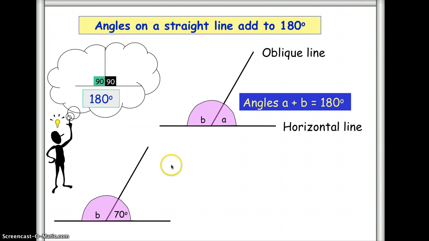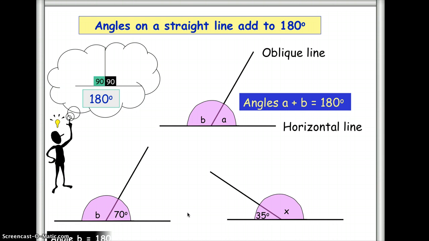If angle A over here is 70 degrees, what do you think is angle B? Because you know a straight line or a straight angle is equal to 180 degrees, you simply subtract 70 from 180 and you will see that it's equal to 110 degrees. So angle B here is equal to 110 degrees.